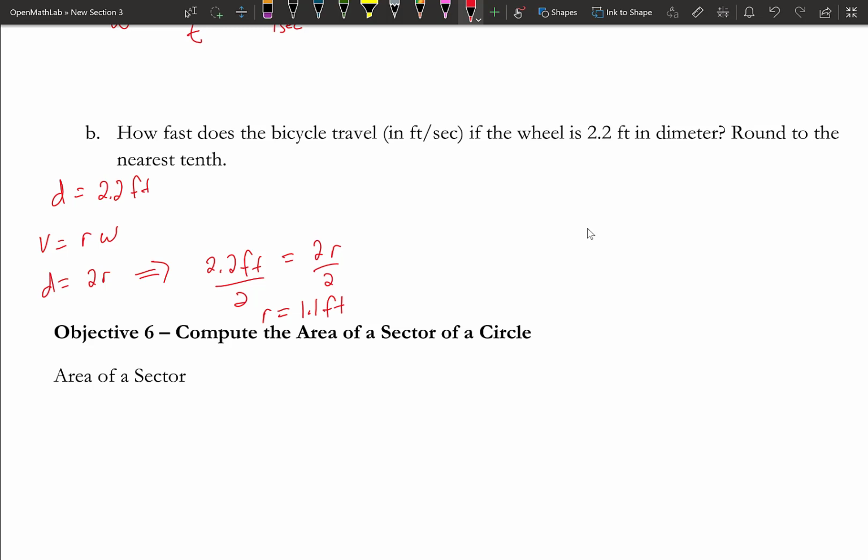So what we have is that my angular speed, or excuse me, my linear speed is equal to 1.1 feet times 4 pi per 1 second. If we multiply straight across, this is approximately equal to, and we're asked to round to the nearest tenth. If we throw that in your calculator and round to the nearest tenth, you should get 13.8 feet per second.